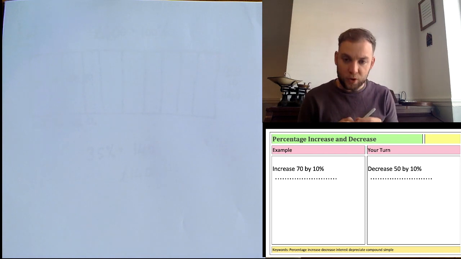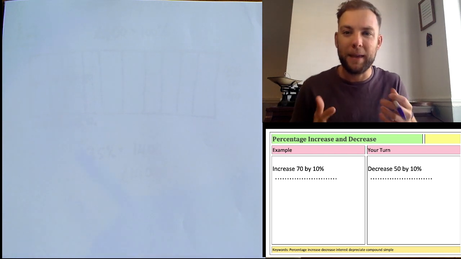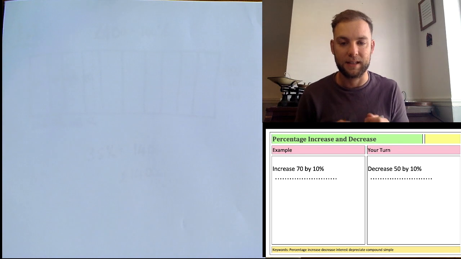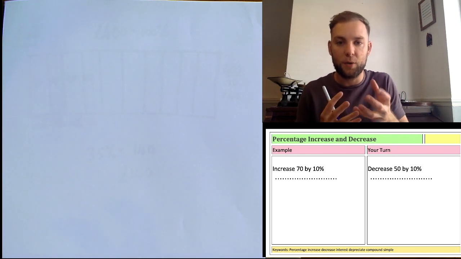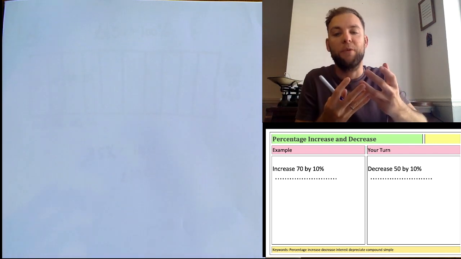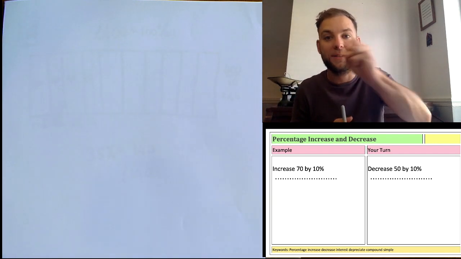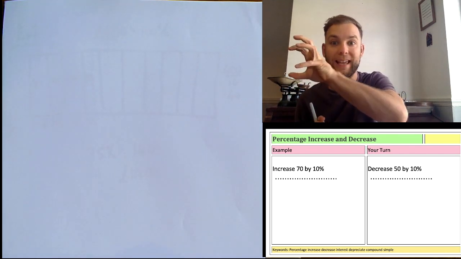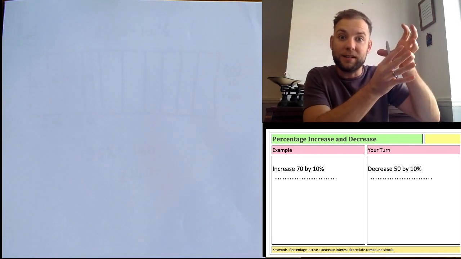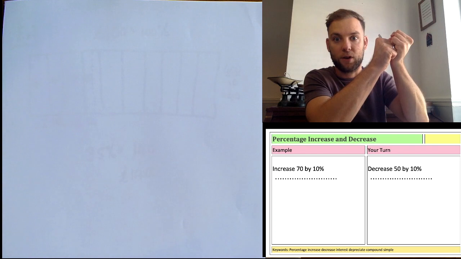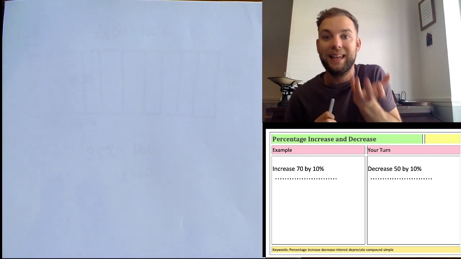But first of all, I want us to think about what we mean by increase and decrease by a percentage. Well, the whole idea is if I'm increasing by a percentage, then what I'm doing is I'm adding that on to what I originally had. So I'm increasing by 10% of what I had. So I'm taking 10% and I'm adding it on. The other way around is if I'm decreasing by 10%, then I'm taking what I've got, finding 10% of it, and then taking it away.